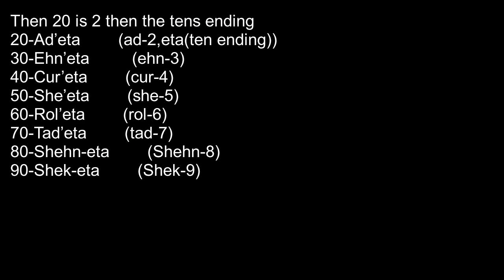30 is ein eta, 40 is kur eta, 50 is she eta, 60 is rol eta, 70 is tad eta, 80 is shen eta, and 90 is shek eta.